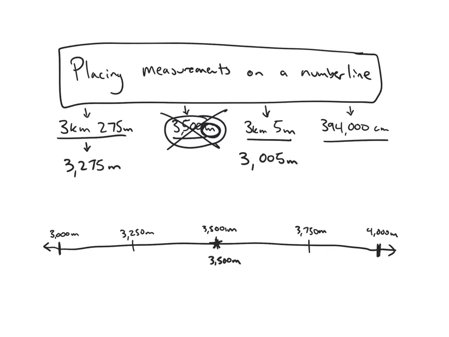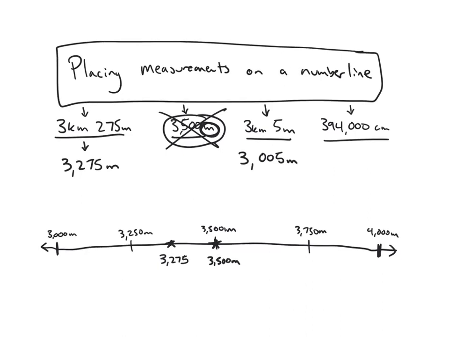I know that 3,275 is going to be approximately right here, halfway between 3,250 and 3,500. And then I know that 3,005 is going to be just past 3,000 on my number line. So I can plot it right here on my number line. So I went ahead and plotted those two, so I'm going to cross them out.